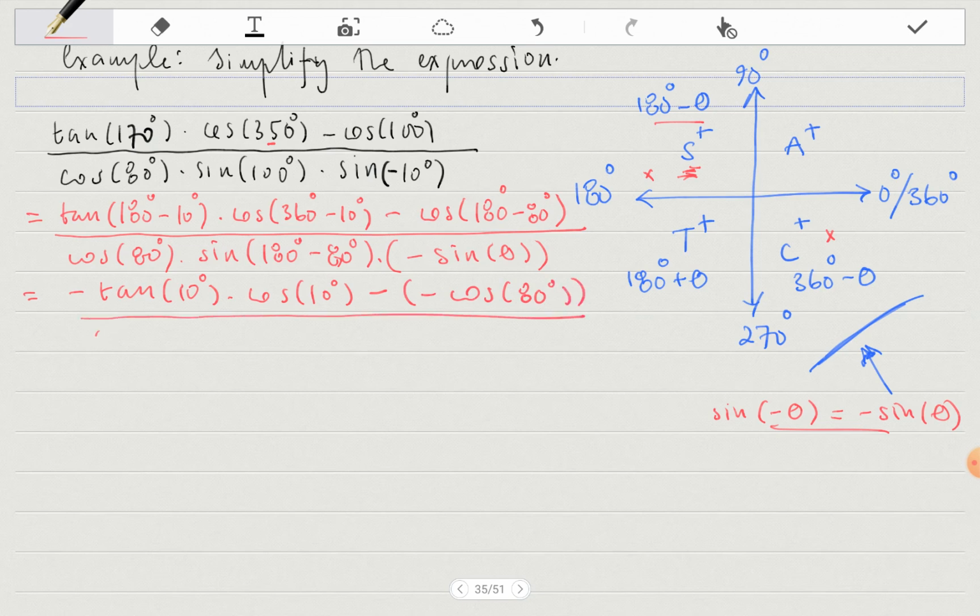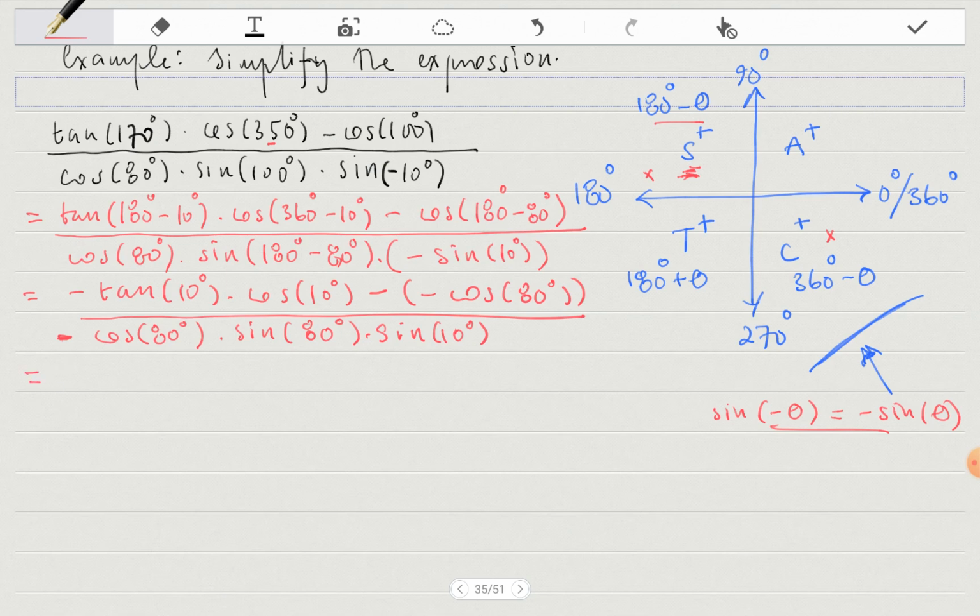Next step: cos of 80 we'll leave as it is. Sine of 180 degrees minus 80: sine in this second quadrant is positive, so that would be positive sine of 80 degrees. Let's take this negative out to the front. Why have I put in theta here? This should be 10 degrees, that would be sine 10 degrees. It's looking good so far.